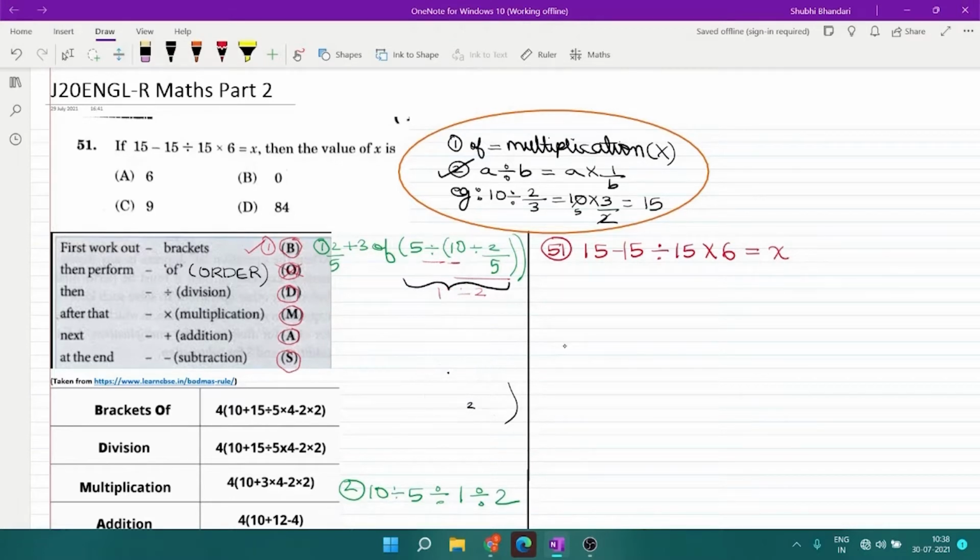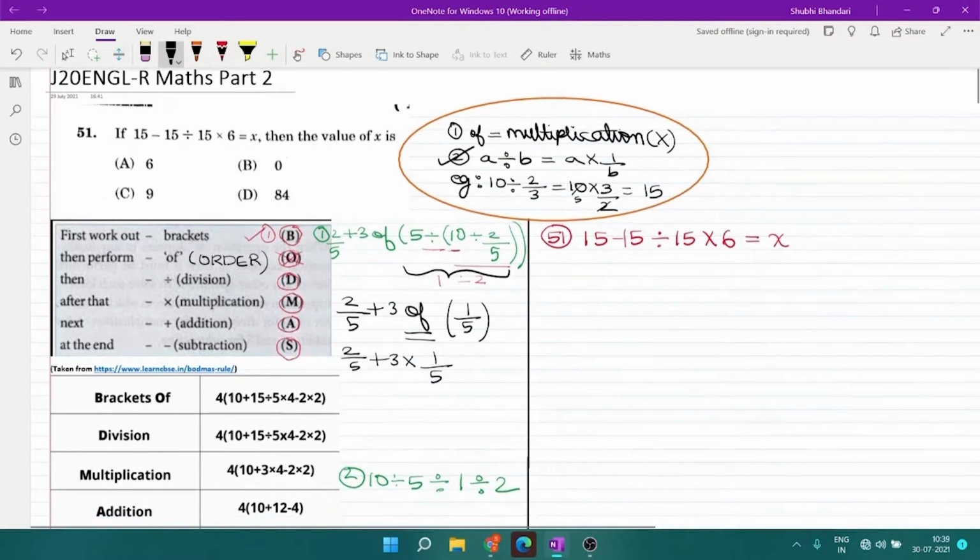Now we have left 2 by 5 plus 3 of 1 by 5. Now of can be replaced with multiplication. Whenever you see of, you can replace it with multiplication. So this becomes 2 by 5 plus 3 into 1 by 5.